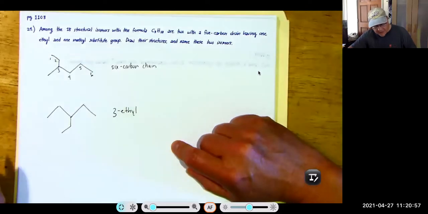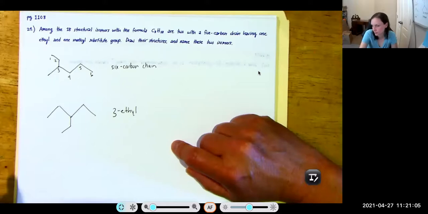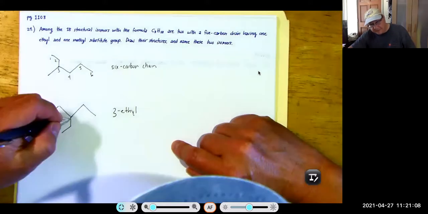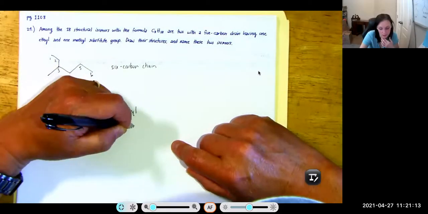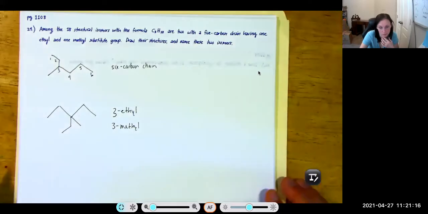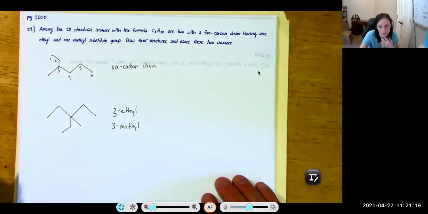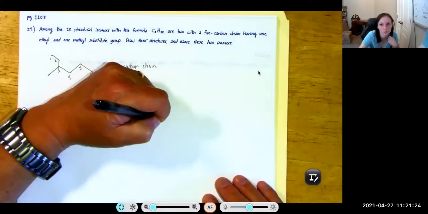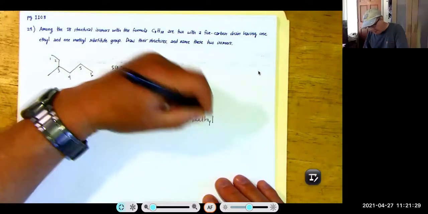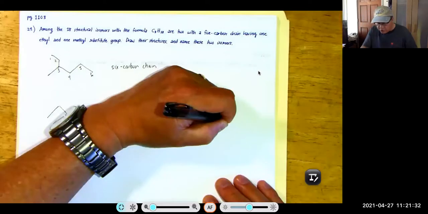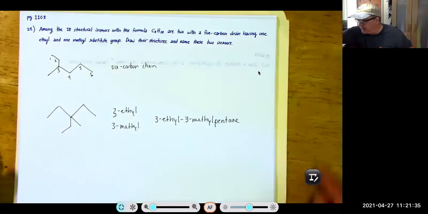3-ethyl. Now we have a methyl. Where do you want to put the methyl? It has to be on 3 as well. Okay, so that's a 3-methyl. So what do we name this? 3-ethyl, 3-methylpentane. That's right.